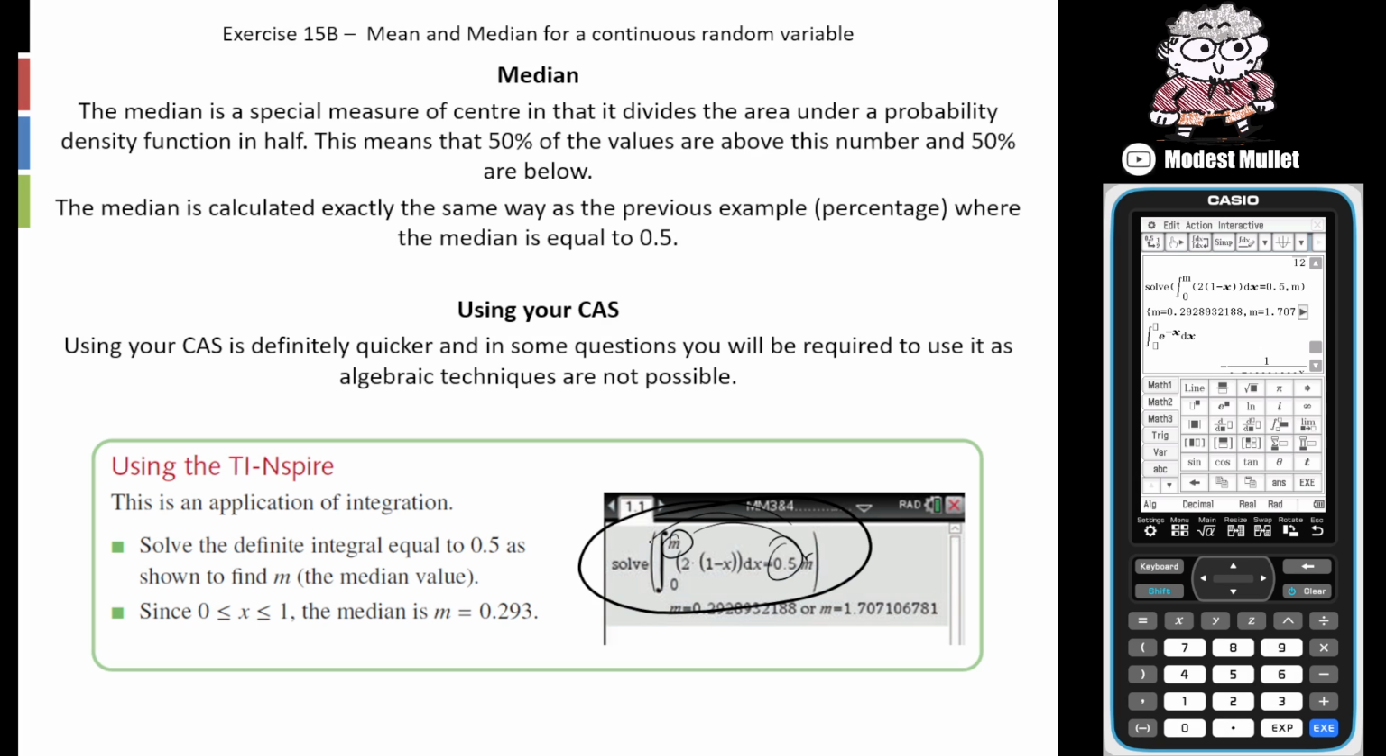You then just need to look at the terms of your function. In this case, that function was similar to the linear one we did before, but as we get past 1, the line goes under 0, so that's clearly impossible. We'd have to exclude that in our domain, so the only allowable value for m is 0.293. So the 50th percentile in this case, or the median value, is 0.293.